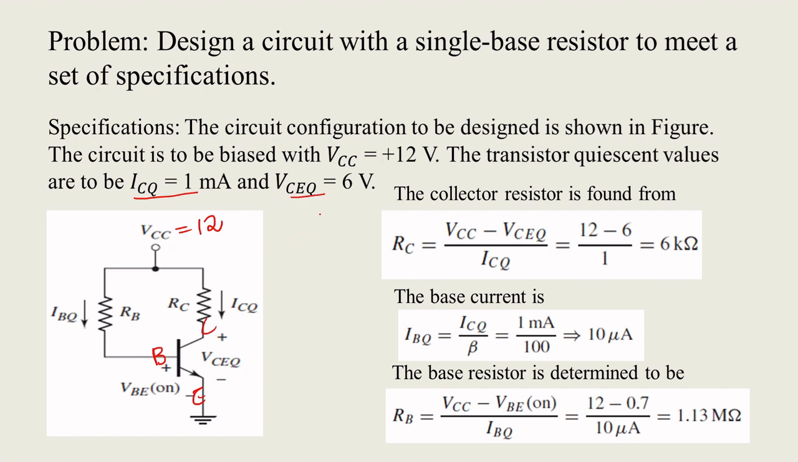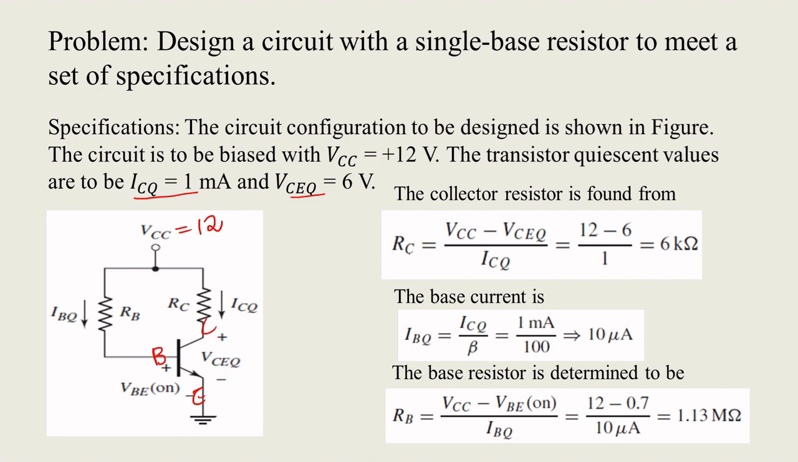Here what we are going to find is, for different values of beta like 50, 100 and 150, how the operating point is going to change. What is the stability of this circuit? That is the concept of this problem.